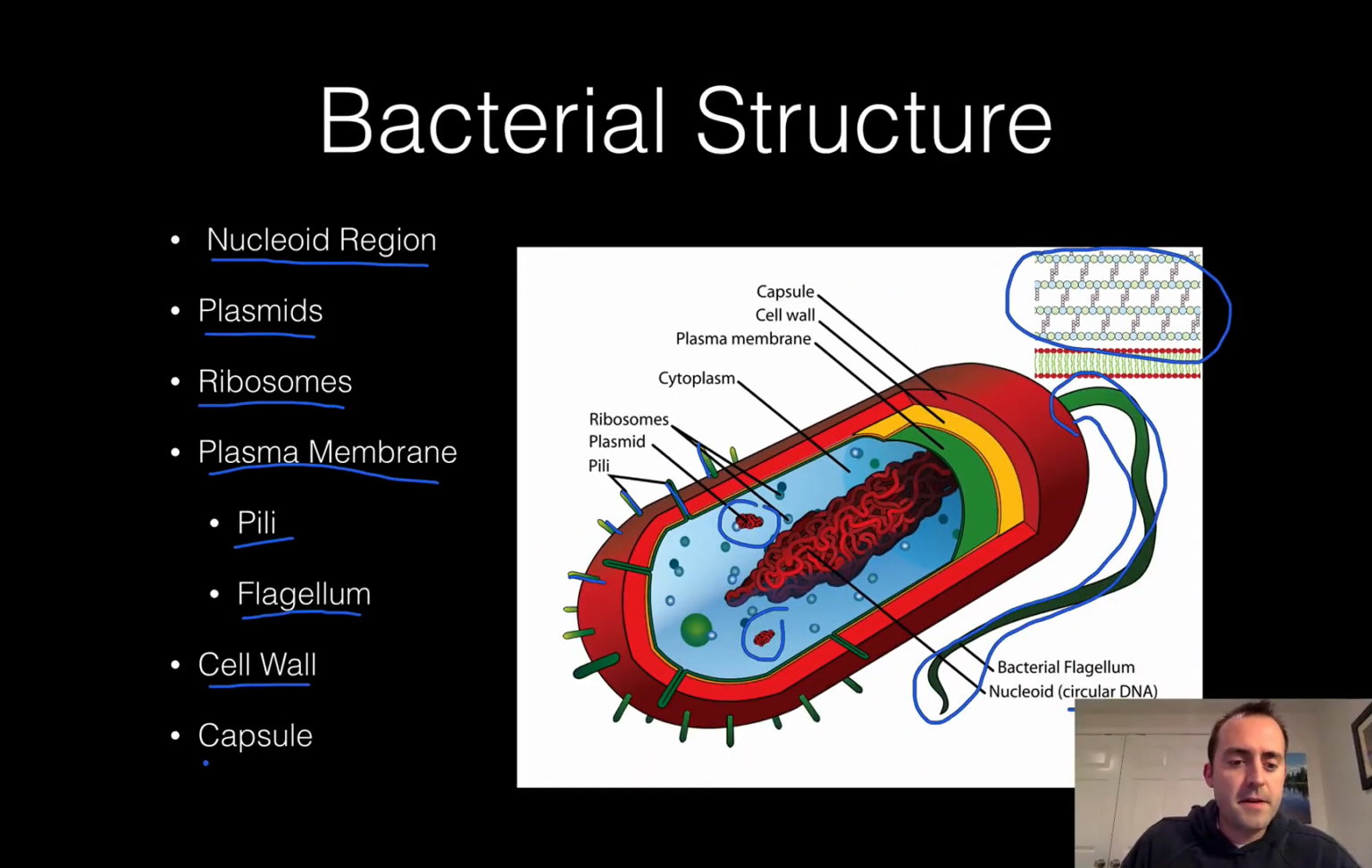And finally, some bacteria have what are called a capsule. A capsule would be the outermost layer of the bacteria cell. It's kind of a polysaccharide, a sugar coating, basically, that gives the bacteria some extra protection, especially bacteria that are pathogenic, bacteria that get us sick. They usually have capsules that help them evade or disguise themselves from our immune system.